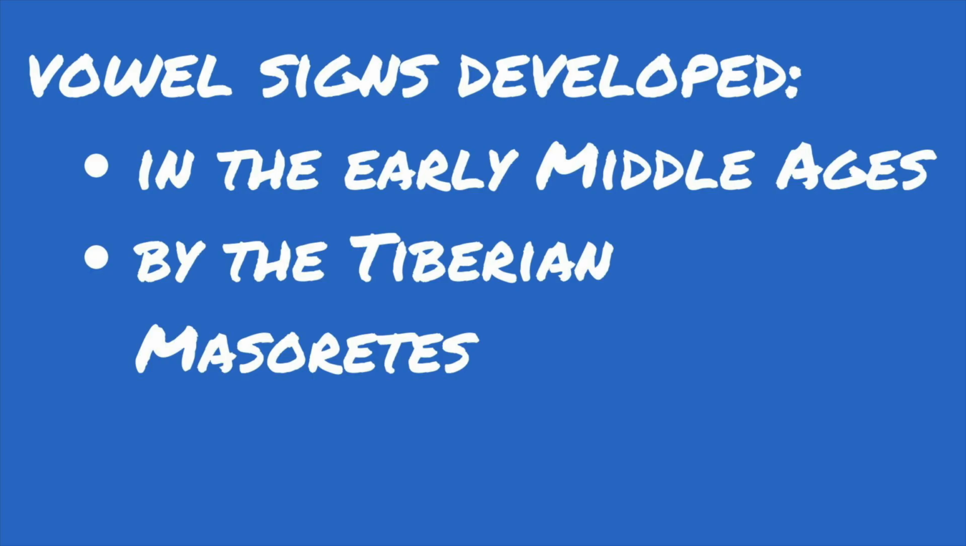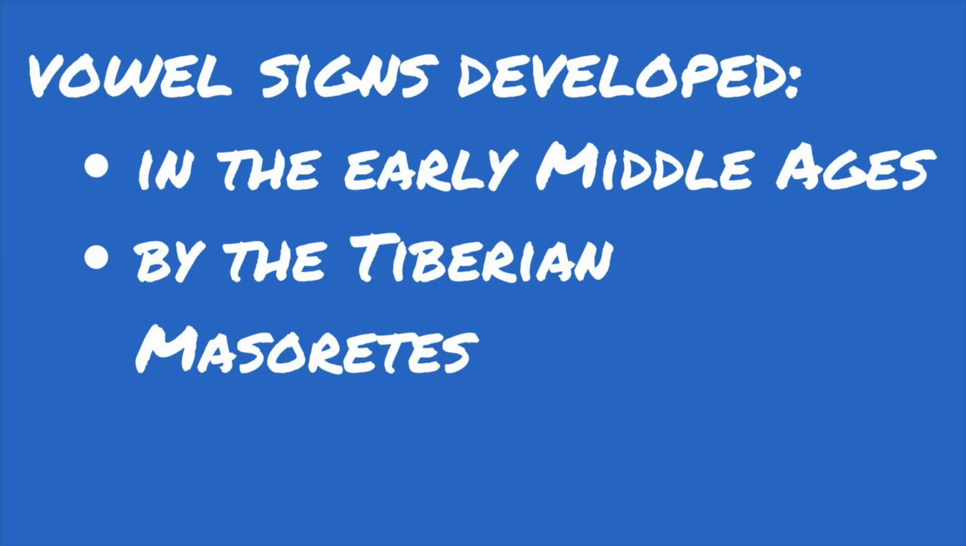All right, so the vowel signs presented in printed editions of the Hebrew Bible were developed in the early Middle Ages. And by the printed editions of the Hebrew Bible, I'm referring here to Biblia Hebraica Stuttgartensia and Biblia Hebraica Quinta, BHS and BHQ respectively, which are the two most commonly used printed editions of the Hebrew Bible. But there are certainly others, the Second Rabbinic Bible and so on and so forth.